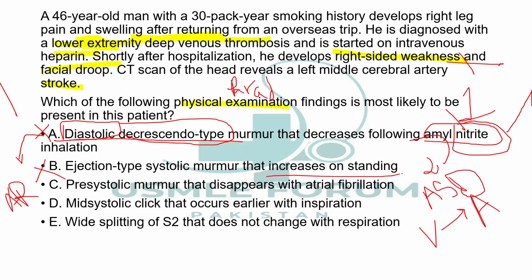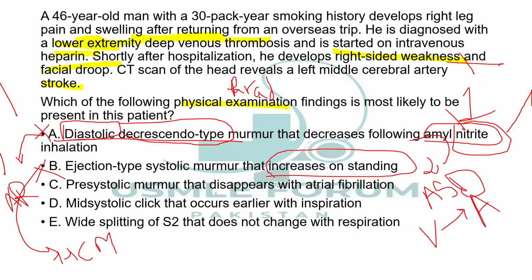You need to remember these maneuvers also. We'll discuss them in some other video, but you have to remember them. So if this murmur is increasing with standing, this is of hypertrophic cardiomyopathy. You need to remember this. This is very important. This is the wrong answer.